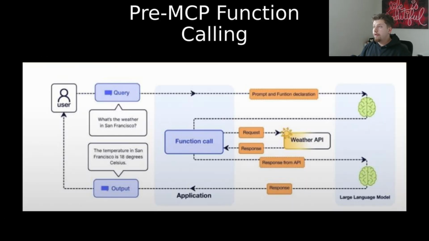So going further, now we understood what MCP is, but how was it working pre-MCP, i.e., function calling, right? Like what was happening before MCP. Here we do have the user, which basically queries a prompt and function declaration. For example, in my ChatGPT or a choice of my LLM, I go like, hey, what is the weather like in Toronto today, right? Or in San Francisco in this example.